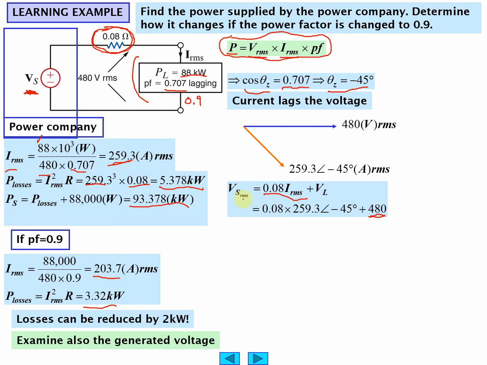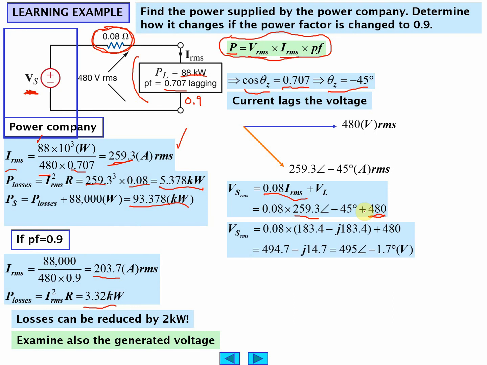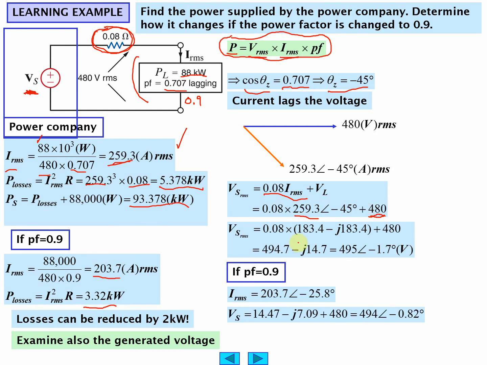Okay, so the supply voltage, we can calculate it at the 259.3 amps and 45 degrees, and we can get that number. And if the power factor is 0.9, we have 203 amps at a different phase angle. Did we ever figure out that phase angle? Let's go ahead and pause a moment and do that.